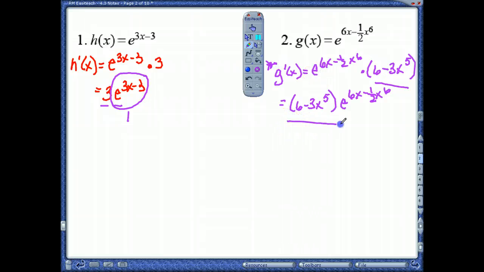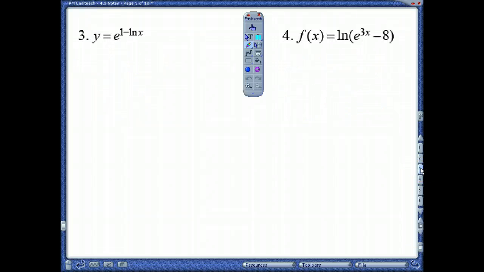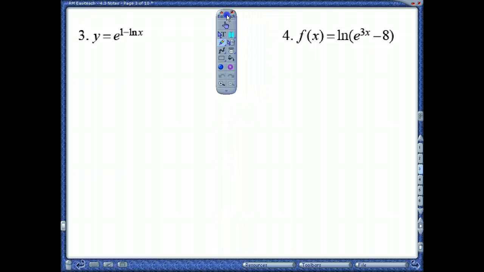Okay, so there's my final answer. Rewrite the exponential as is, multiply by the derivative of its exponent. Well, now that we know how to take the derivative of an exponential with the base e, we're just going to practice that with everything else we've learned to differentiate.